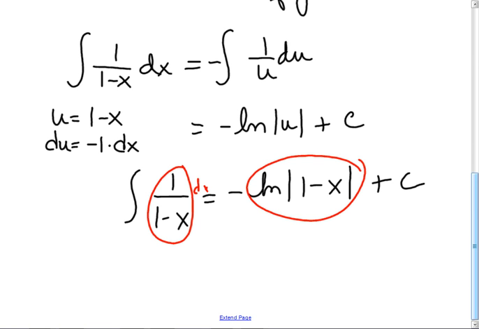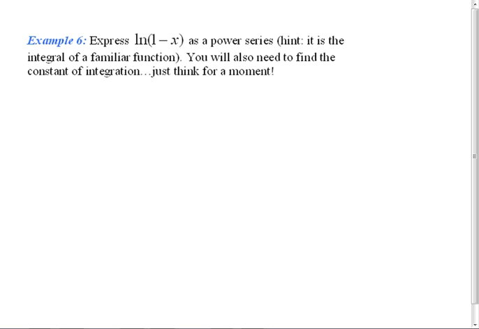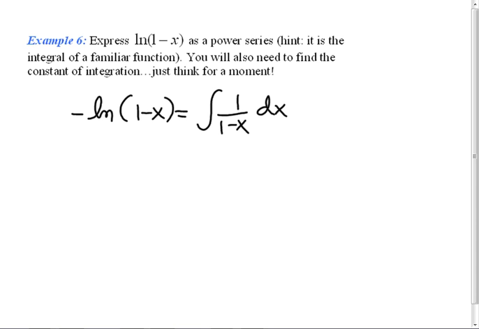So can I get the power series for that? Can I integrate that? Well, I haven't integrated, but can I integrate this power series? Yes. I think that's on over here. Okay, so let's start here. Negative log of 1 minus x is equal to the antiderivative of 1 over 1 minus x. We'll put the c in a moment. Does it matter which side I put the c in? No, not really.